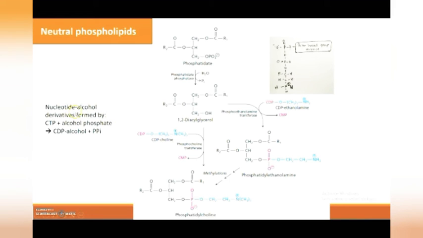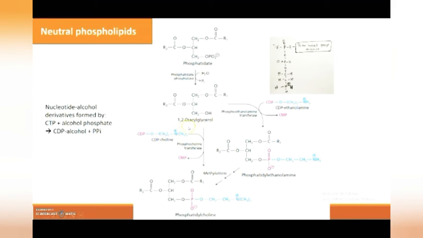The nucleotide alcohol derivatives, CDP choline and CDP ethanolamine, are formed by the reaction of CTP with alcohol phosphate. The alcohol phosphate here has 1 phosphate group and the CTP has 3 phosphate groups, and it will form CDP alcohol and release 2 inorganic phosphates.